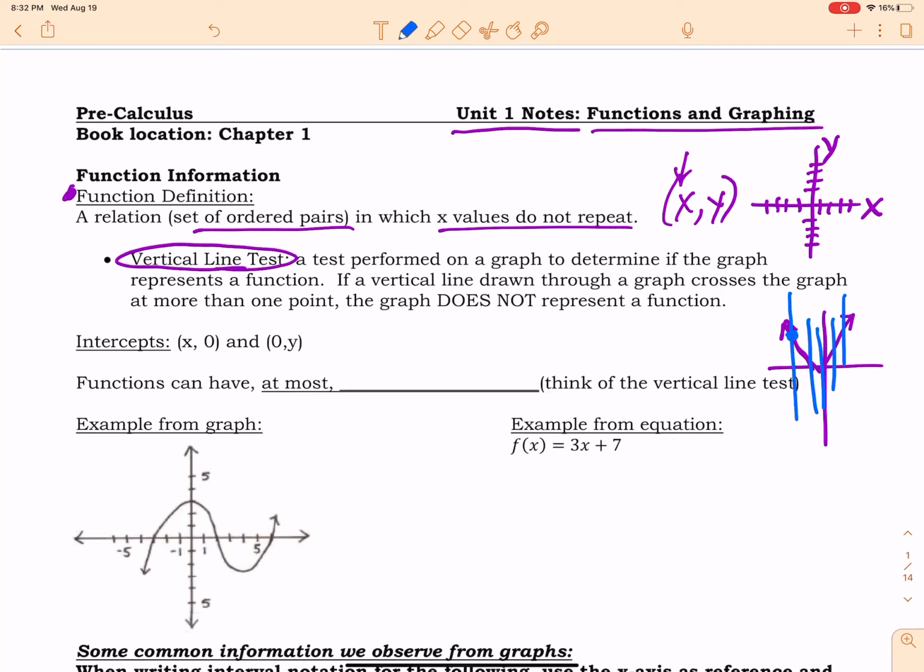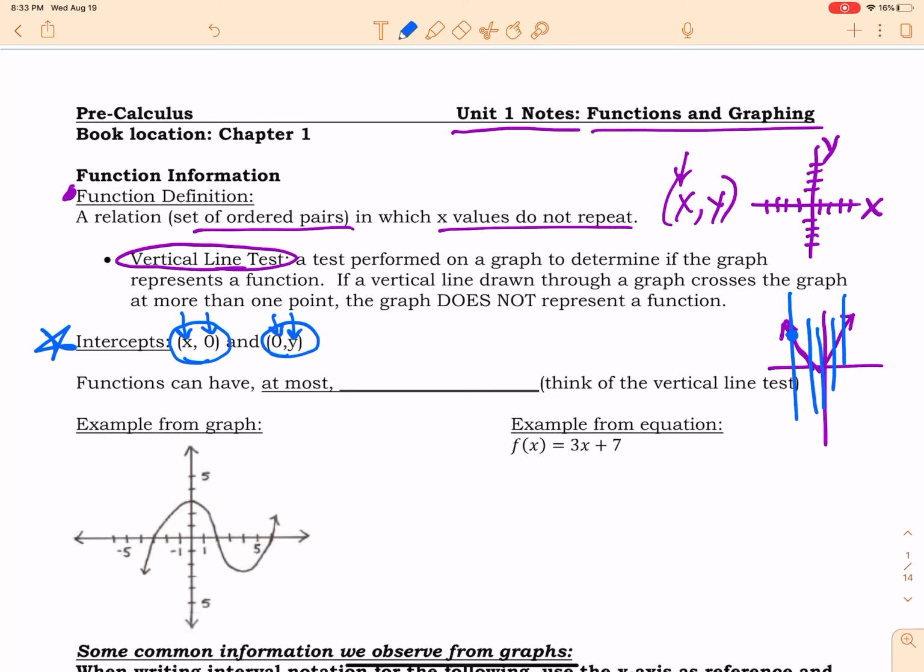All right, so that brings us to this idea of intercepts. A lot of students struggle with intercepts, so let's talk about this. The x-intercept occurs when a value goes through the x-axis and the value for y is 0. And the y-intercept is when your value goes through the y-axis and your x value is 0.